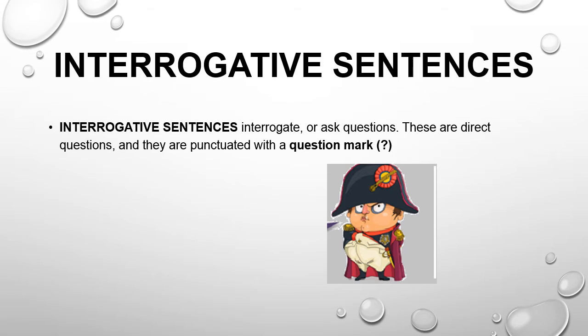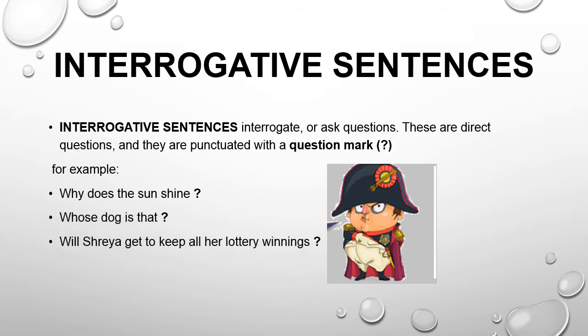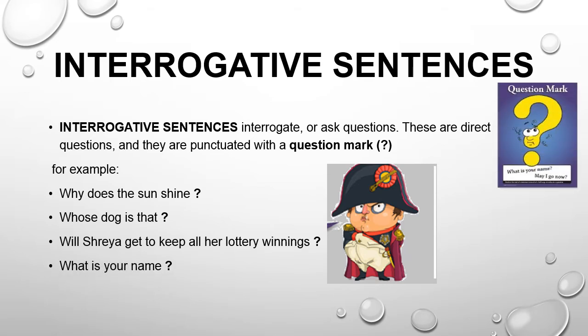So if you ask some questions to someone, you are interrogating. Like we must have heard that the police is interrogating the thief. That means the police is asking questions to the thief. So let us see a few examples of interrogative sentences. Why does the sun shine? Whose dog is that? Will Shreya get to keep all her lottery winnings? What is your name? So these are called interrogative sentences, which end with a question mark and you are asking some questions to somebody. Okay, so I hope you have understood what interrogative sentences are. Let's move on to the next slide.